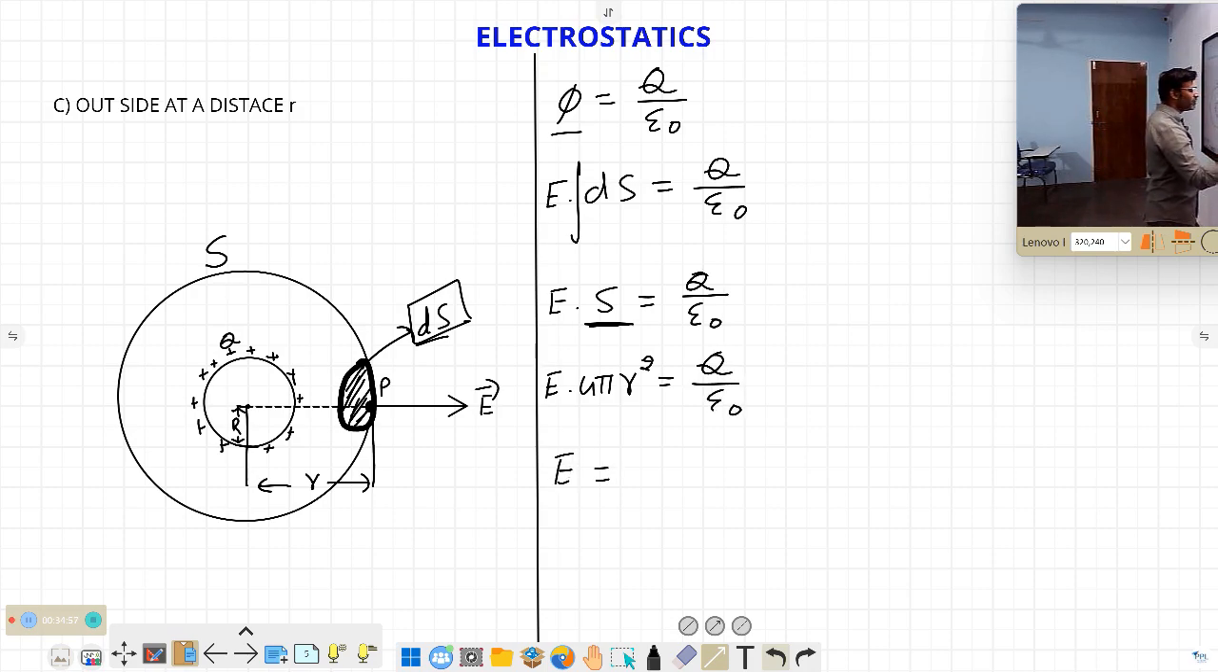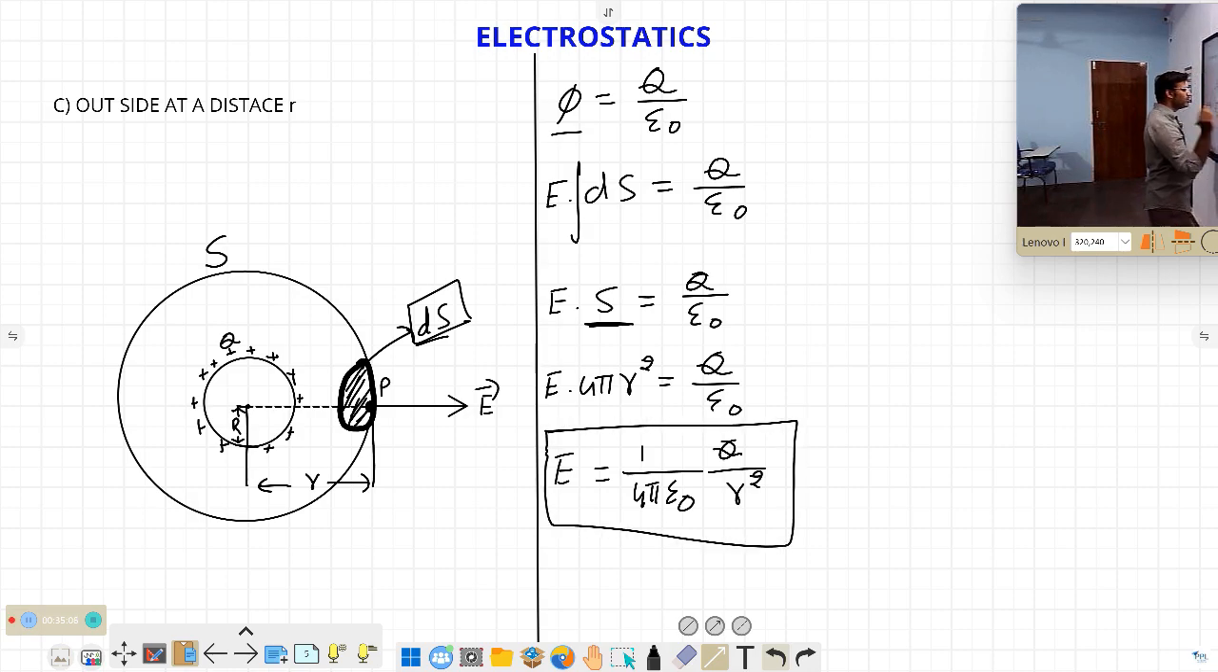I can write as, directly, 1 by 4 pi epsilon naught, capital Q by small r square. This is the electric field intensity due to this charged sphere at a point P outside of the charged sphere. That means always you have to choose the surface area. Which surface area? The Gaussian surface area which you have taken.